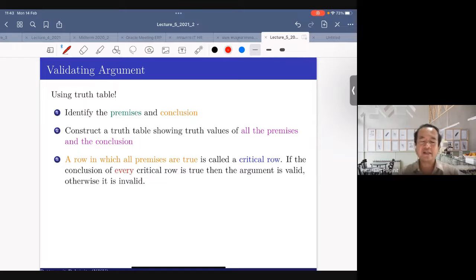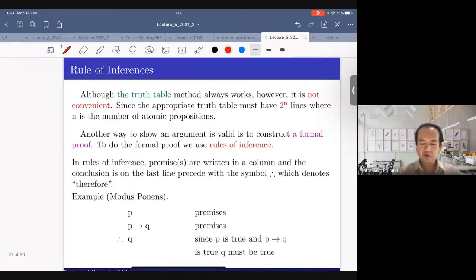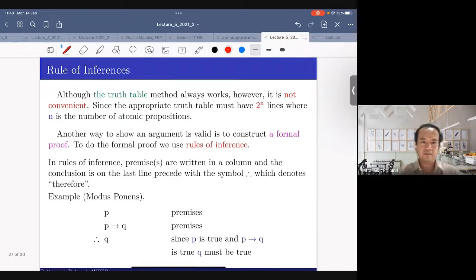Now there are two ways you can validate the argument. The first one is using a truth table. So we're going to go back to the truth table, and then we're going to use the truth table to validate the argument. The second one is to use the rules of inference.